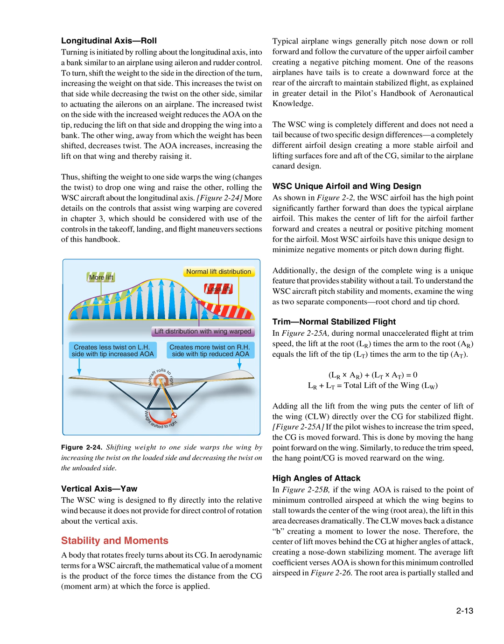Typical airplane wings generally pitch nose down or roll forward and follow the curvature of the upper airfoil camber, creating a negative pitching moment. One of the reasons airplanes have tails is to create a downward force at the rear of the aircraft to maintain stabilized flight, as explained in greater detail in the Pilot's Handbook of Aeronautical Knowledge. The WSC wing is completely different and does not need a tail because of two specific design differences: a completely different airfoil design creating a more stable airfoil, and lifting surfaces fore and aft of the CG, similar to the airplane canard design. The WSC unique airfoil and wing design is shown in Figure 2.2.